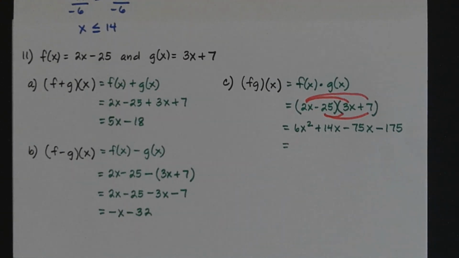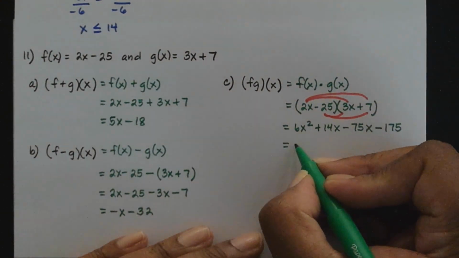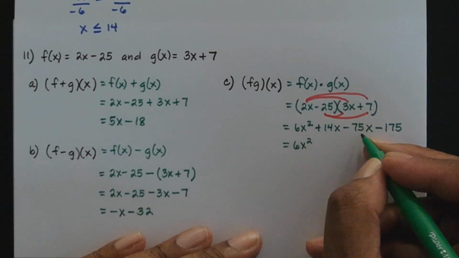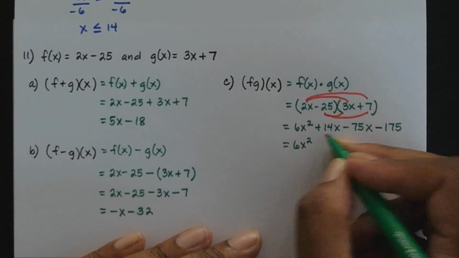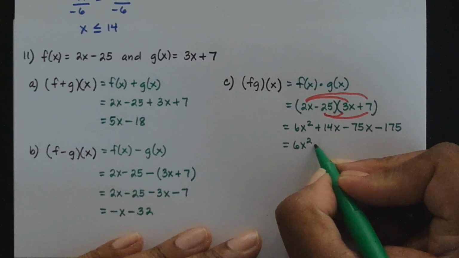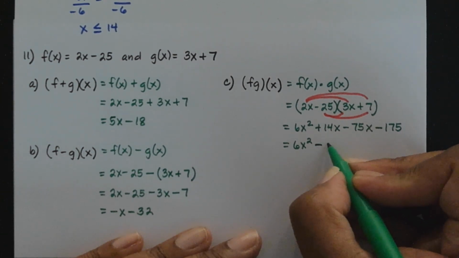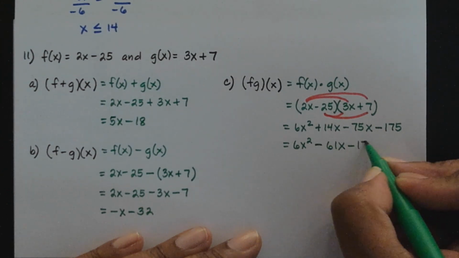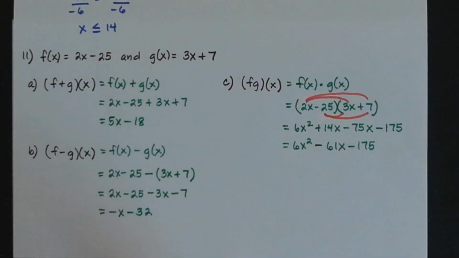Now if we combine like terms here, bring down the 6x squared because I had nothing to combine with it. 14x minus 75x, if I combine those two, I would get minus 61x. And bring down the minus 175. So that's what f times g of x is: 6x squared minus 61x minus 175.